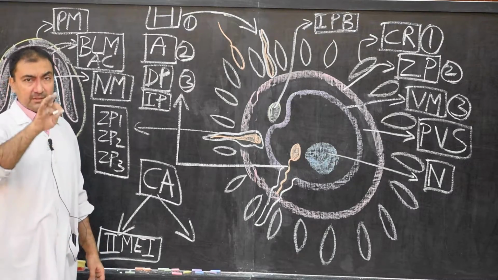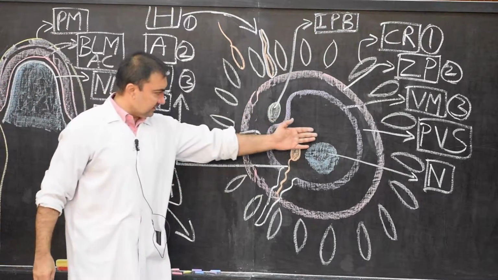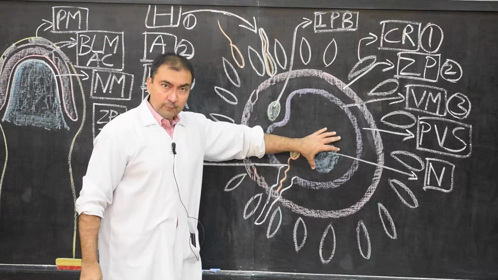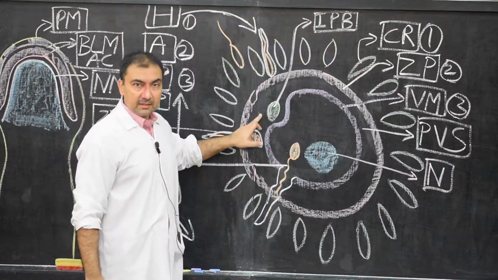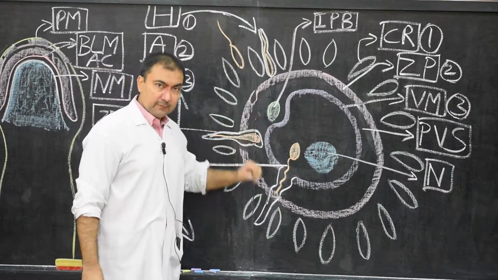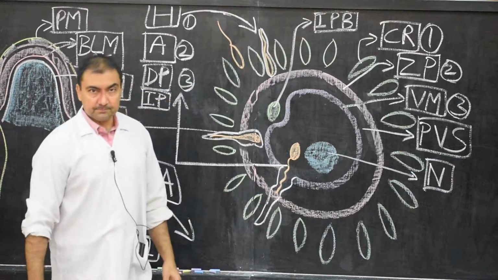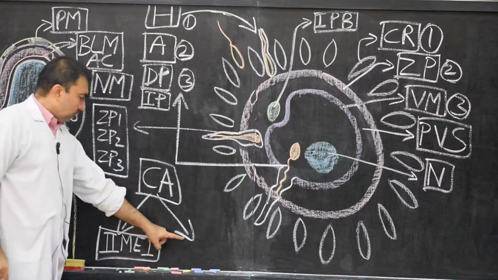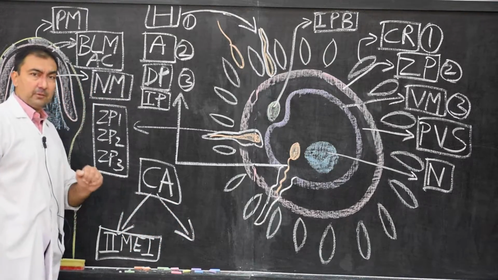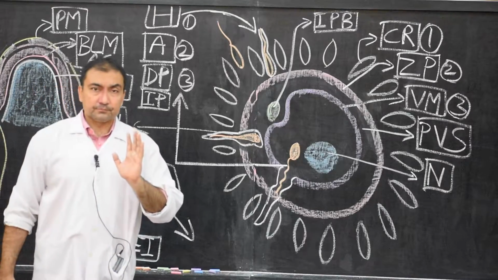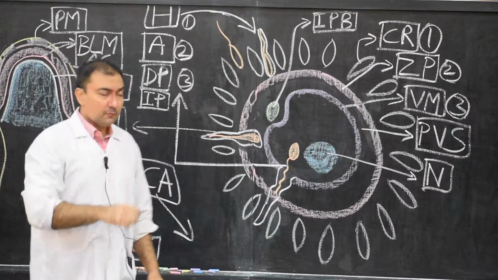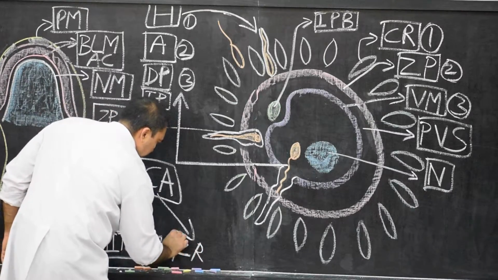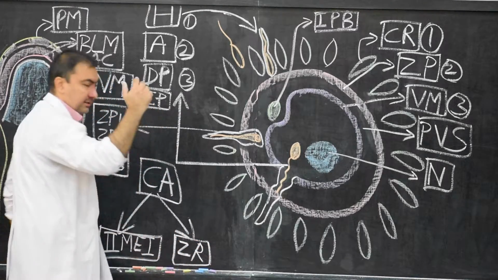The secondary oocyte will complete the second meiotic division, as a result of which there will be a mature ovum and release of the second polar body along with the first polar body. So the second meiotic division will be completed as a result of this calcium wave. The second very important point is that because of this calcium wave, there will be one reaction known as the zona reaction.